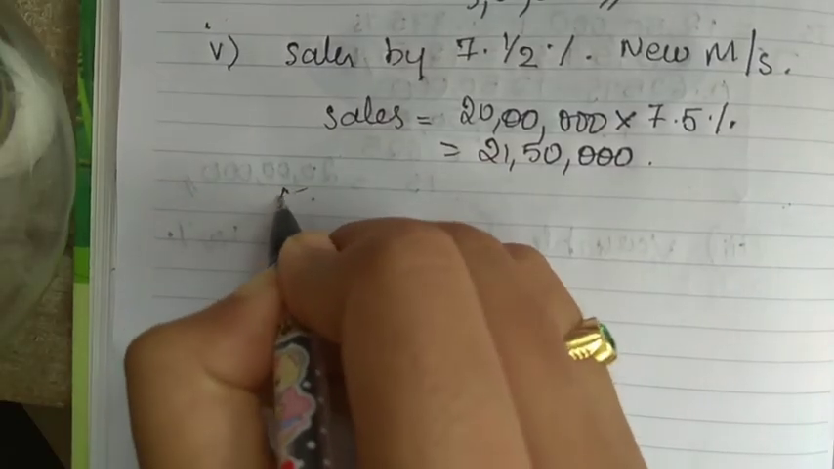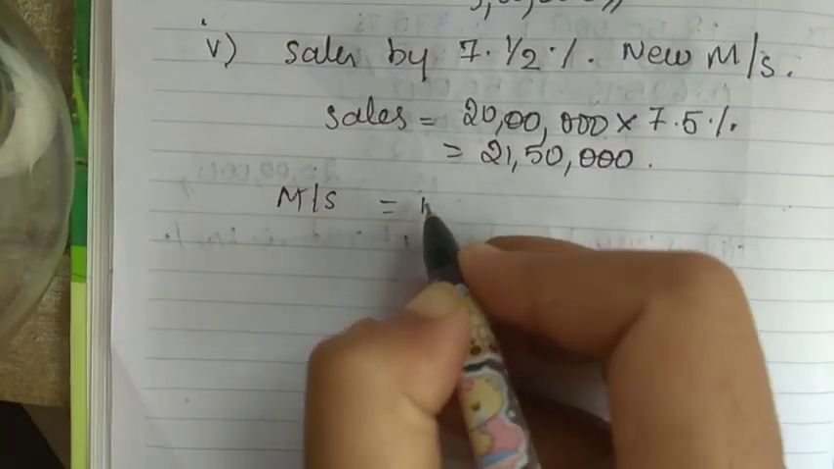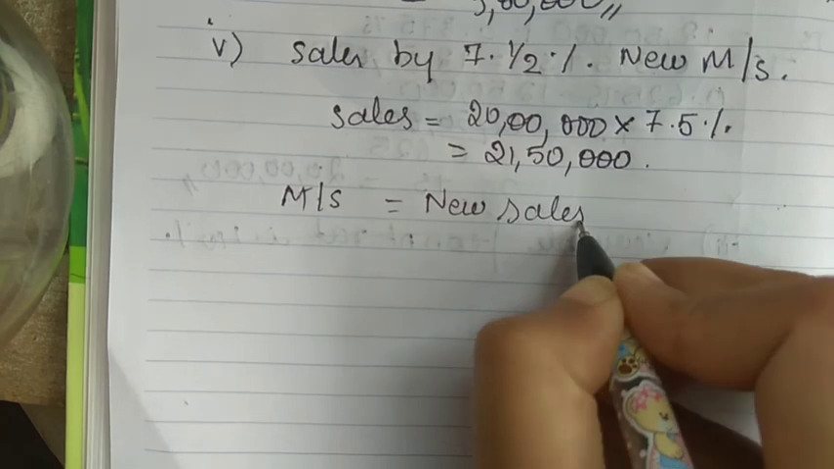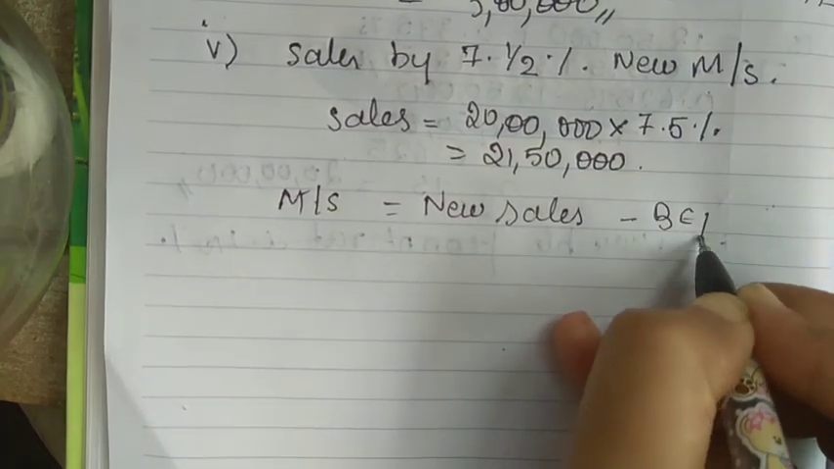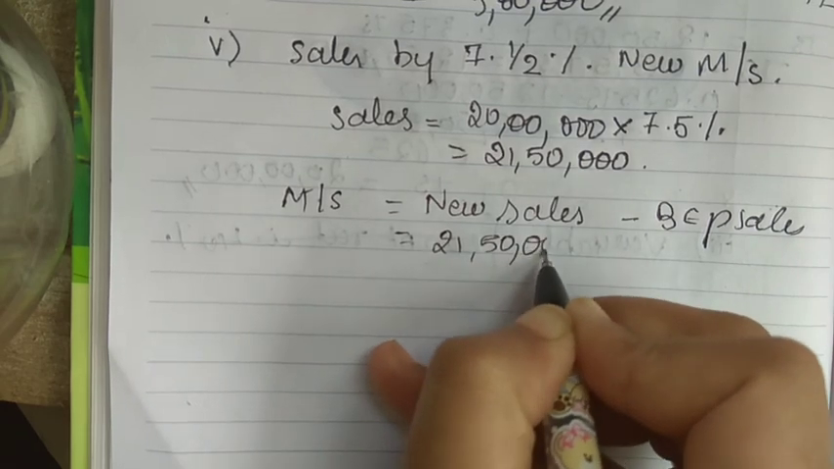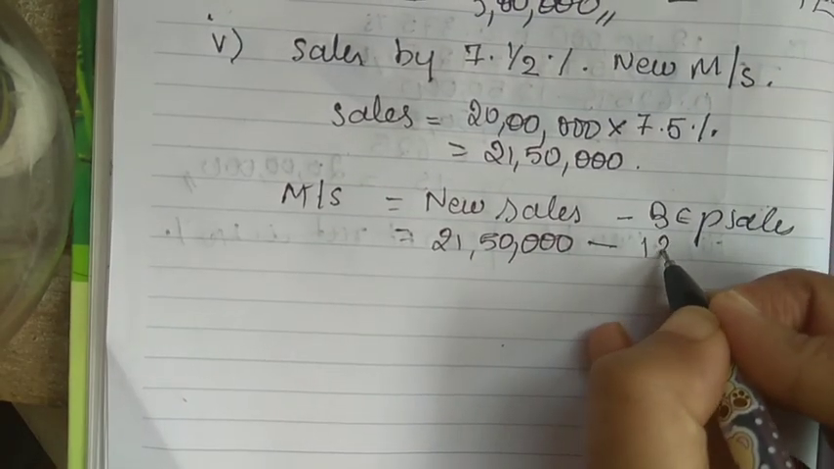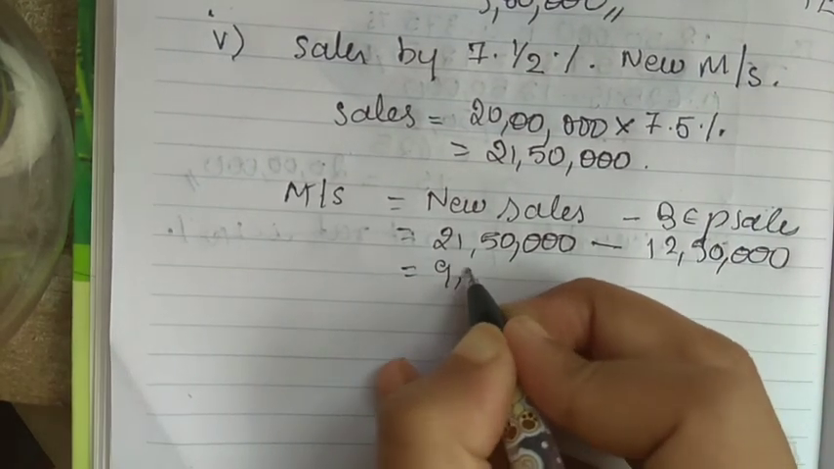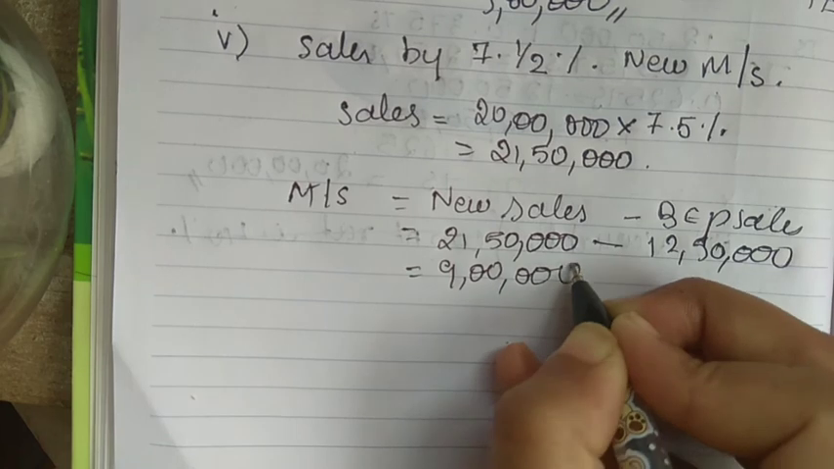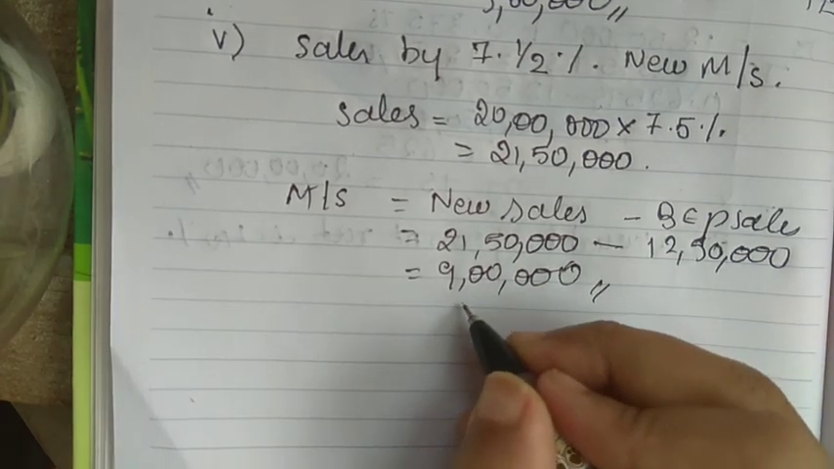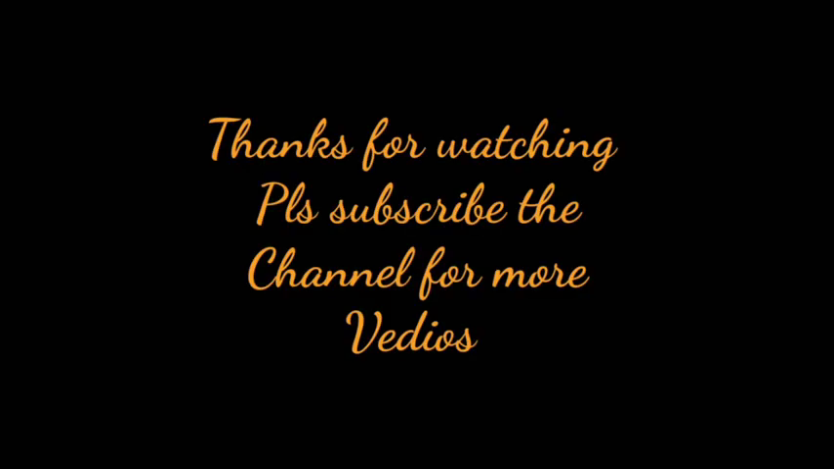So margin of safety is equal to new sales minus BEP sales. So new sales, 21,50,000, minus 12,50,000, which is the BEP sales. That comes to 9 lakhs. So the new margin of safety when the sales are increased by 7.5% is 9 lakhs. That's all.